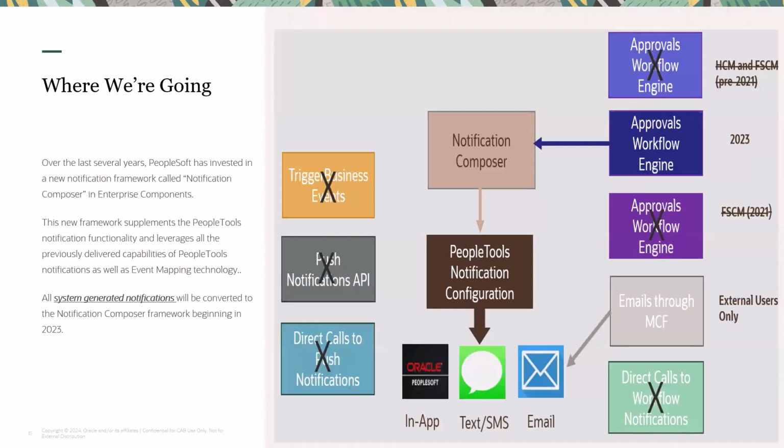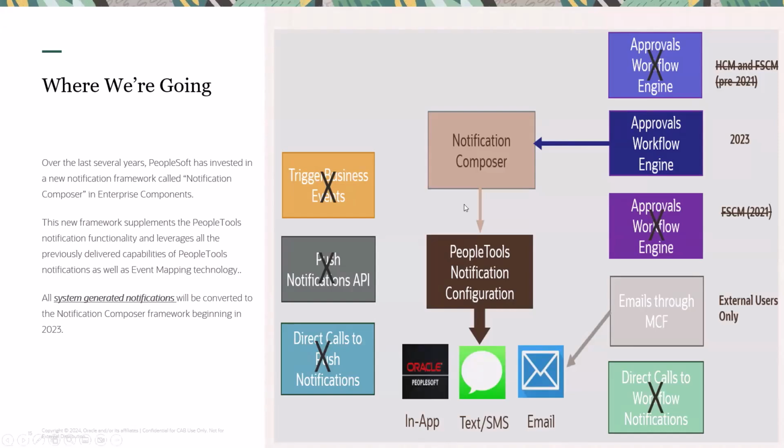So let's take a look at that diagram that I showed you, and basically what it does when we start using Notification Composer. So this approach takes out the Frankenstein that I talked about. Long-term, we're not going to be using trigger business events anymore. We're not going to be using the push notifications API that was delivered a couple of releases ago, because now there's a new API starting in 8.59. Direct calls to push notifications, direct calls to workflow notifications. Emails through MCF will now be external users only. Everything else will go through Notification Composer.